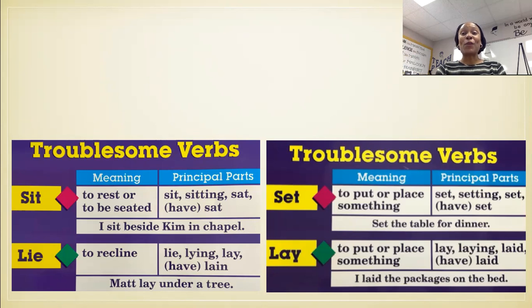Now let's look at the verb lie. Lie means to either recline or be in a restful position. Those principal parts are lie, lying, lay, have lain. Lay, on the other hand, means to put or place something, similar to the definition directly above it. Those principal parts are lay, laying, laid, have laid. There was a particular tune that we put these parts to help us retain them. We're going to sing that together at this time.